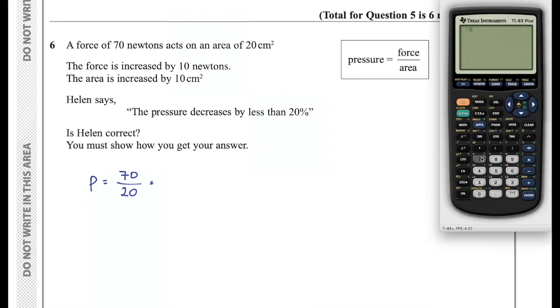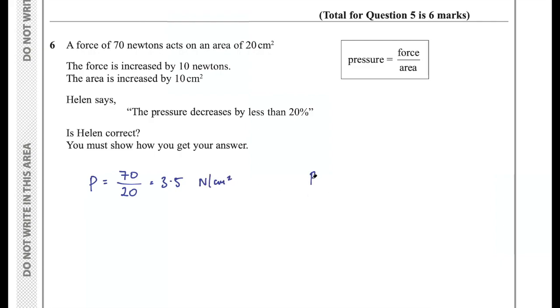For this question, I would work out the pressure before the changes and then after the changes, and then find the percentage increase or decrease. So for the first situation, when we have 70 newtons and an area of 20 centimeters squared, we can work out the pressure. So the pressure is going to be force on area, that's 70 on 20. And let's get a decimal answer for that. I guess you could also just use fractions, but seeing as we have calculators, we might as well use decimals here. So the pressure in the first situation is 3.5 newtons per centimeter squared.